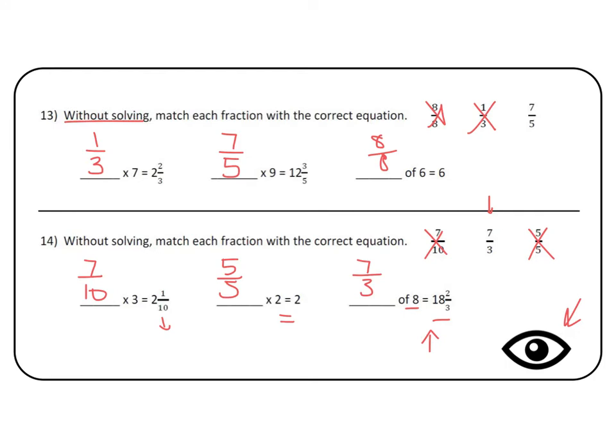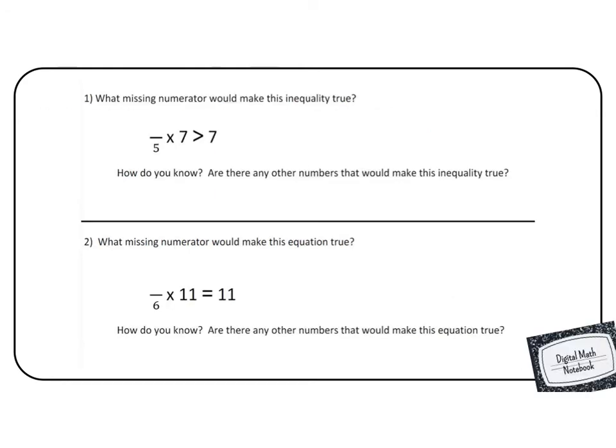This should be review. Let's keep practicing together. All right, this is in your digital math notebook, and this is where we really get into the justifying. We need to be able to tell someone else why we know our answer is correct without multiplying. So our question says, what missing numerator would make this inequality true? An inequality means that we use these alligator symbols. So remember that the alligator faces the bigger number. So we're saying that whatever the result of this is going to be greater than 7.